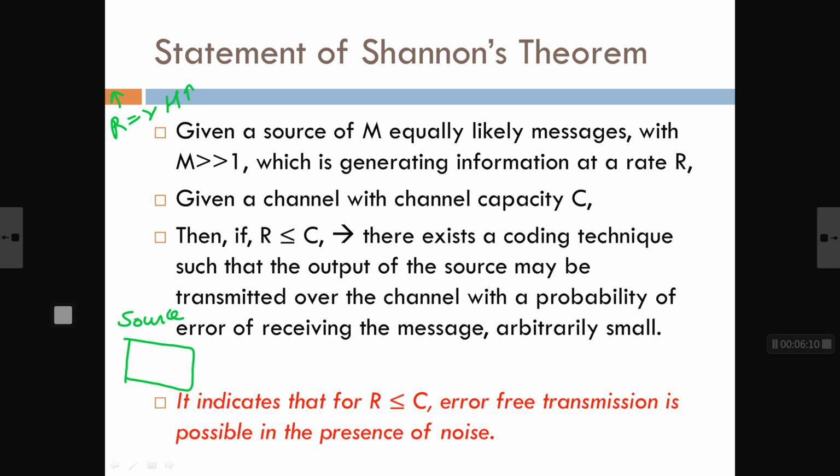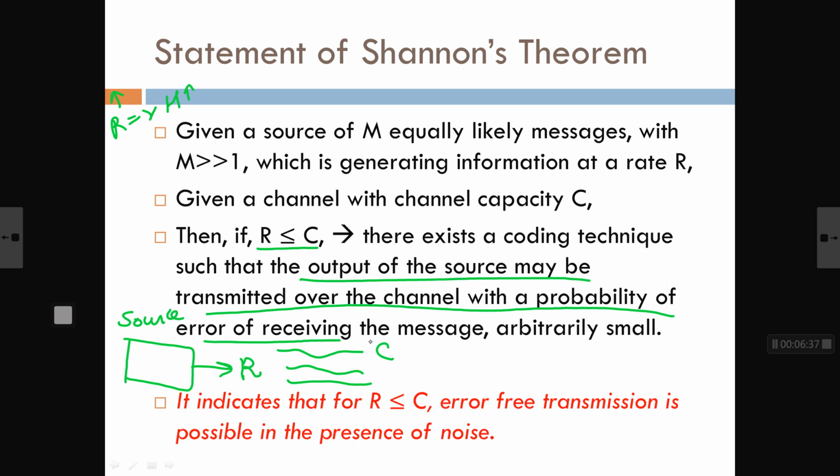So there is a source which is generating m equally likely messages at the rate R. So the rate of the source is capital R. And there is the channel through which the data has to be transmitted, and the channel capacity is C. So if R is less than or equal to C, there exists a coding technique such that the output of the source may be transmitted over the channel with a probability of error of receiving the message very small. So the probability of error will be very small.